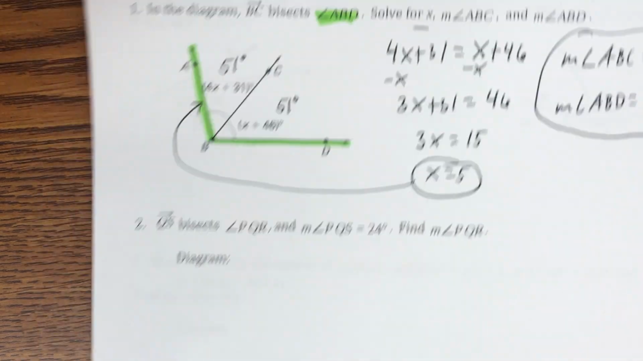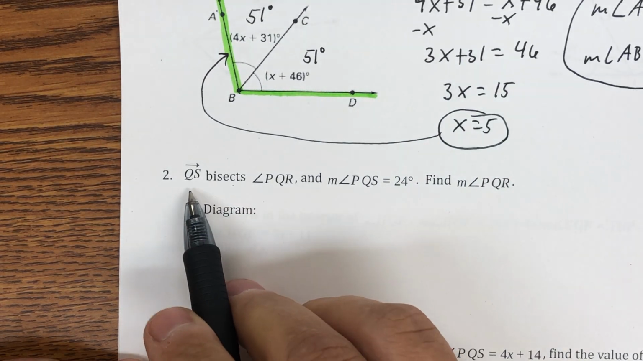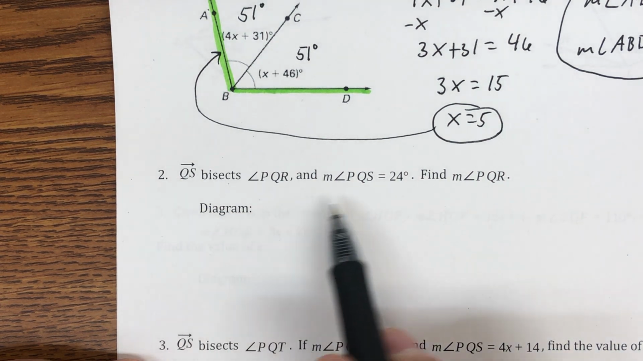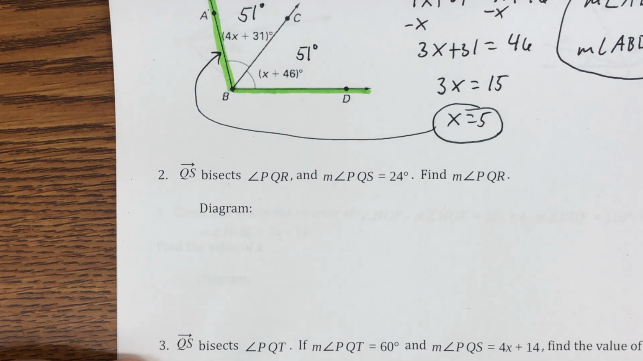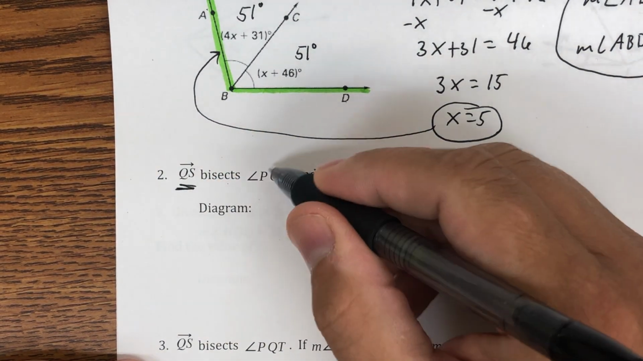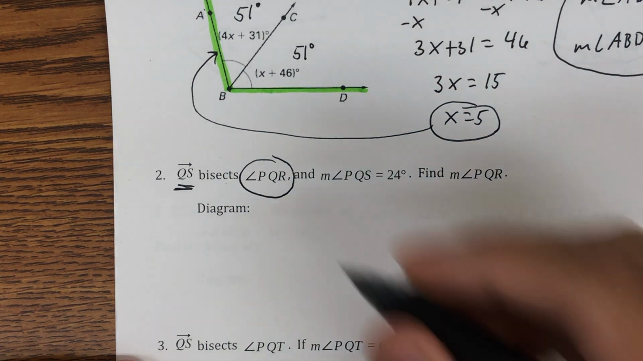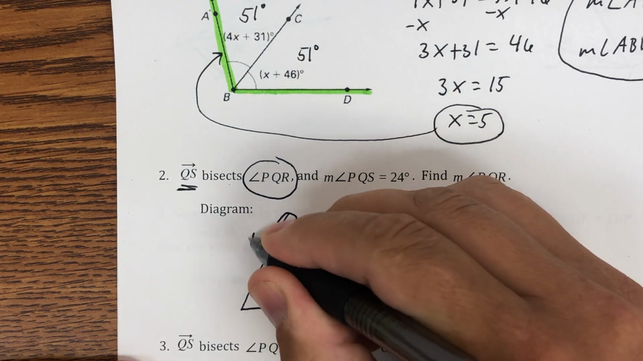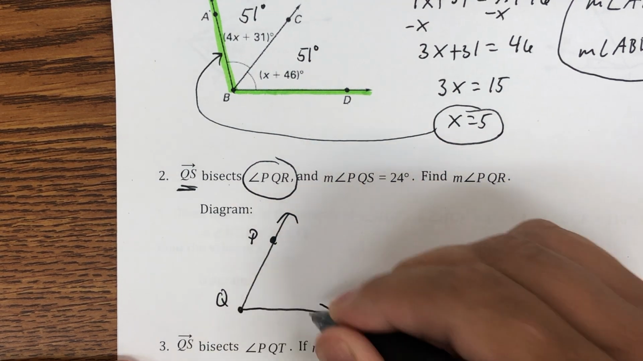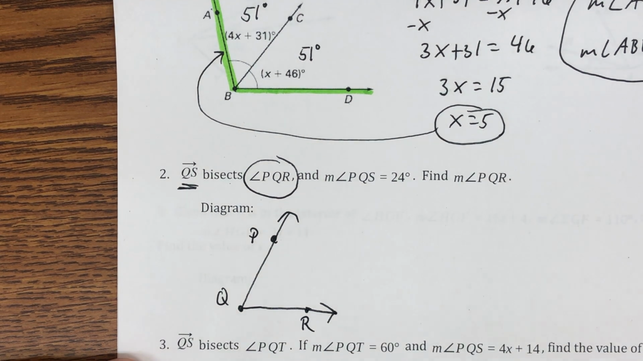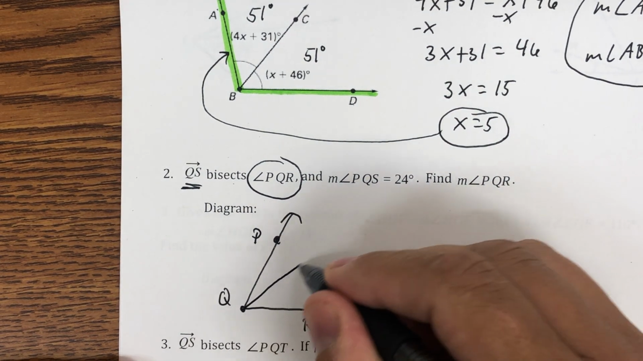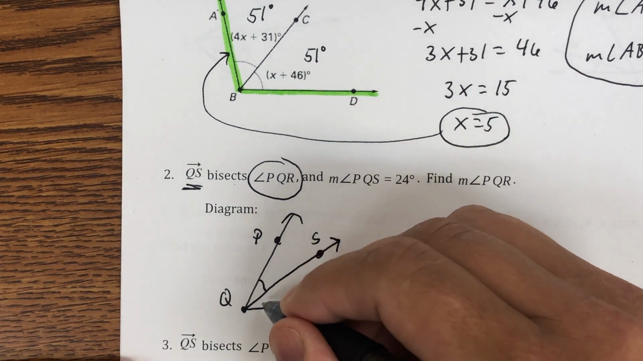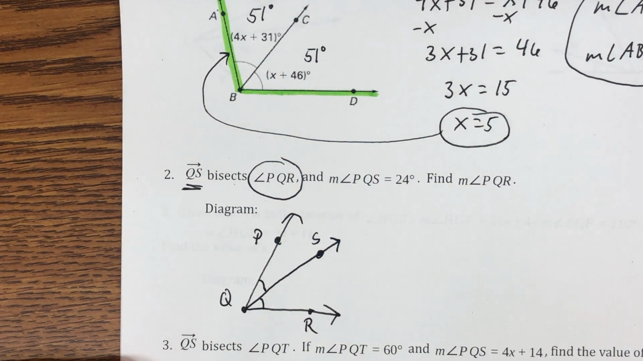All right, next one. No picture drawn. It says QS bisects angle PQR. So I need to draw this picture out. There's too many P's, too many Q's, too many S's for me to just set this up. So QS is bisecting PQR. So I need to draw angle PQR. Doesn't matter how you draw it. So here's PQR. All right. QS cuts it in half. So Q to S, that's a ray, and these two are equal, so I'm going to put tick marks in since it cut it in half.